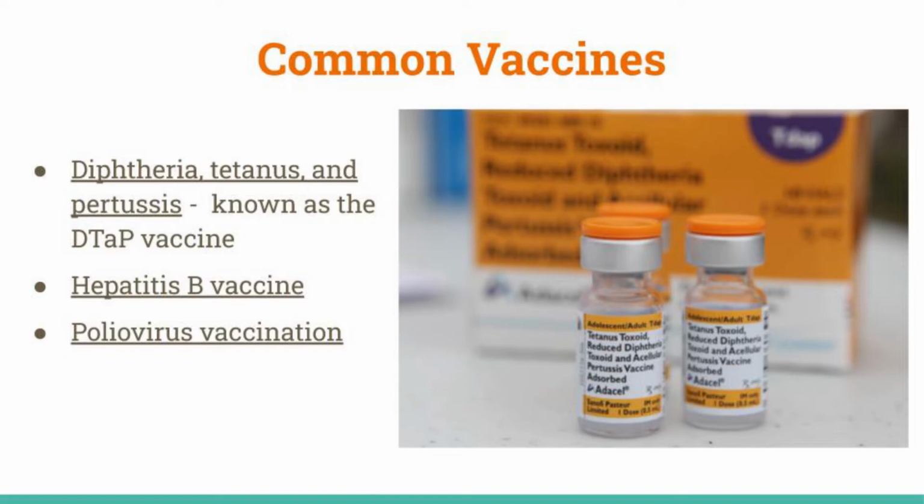Hepatitis B vaccine. This is a 3-dose vaccine which should be administered at birth, 1 to 2 months, and lastly at 6 to 18 months. Polio vaccination. It is a 4-dose series, with the first dose given at 2 months, the second dose at 4 months, the third at 6 to 18 months, and the last dose at 4 to 6 years of age.